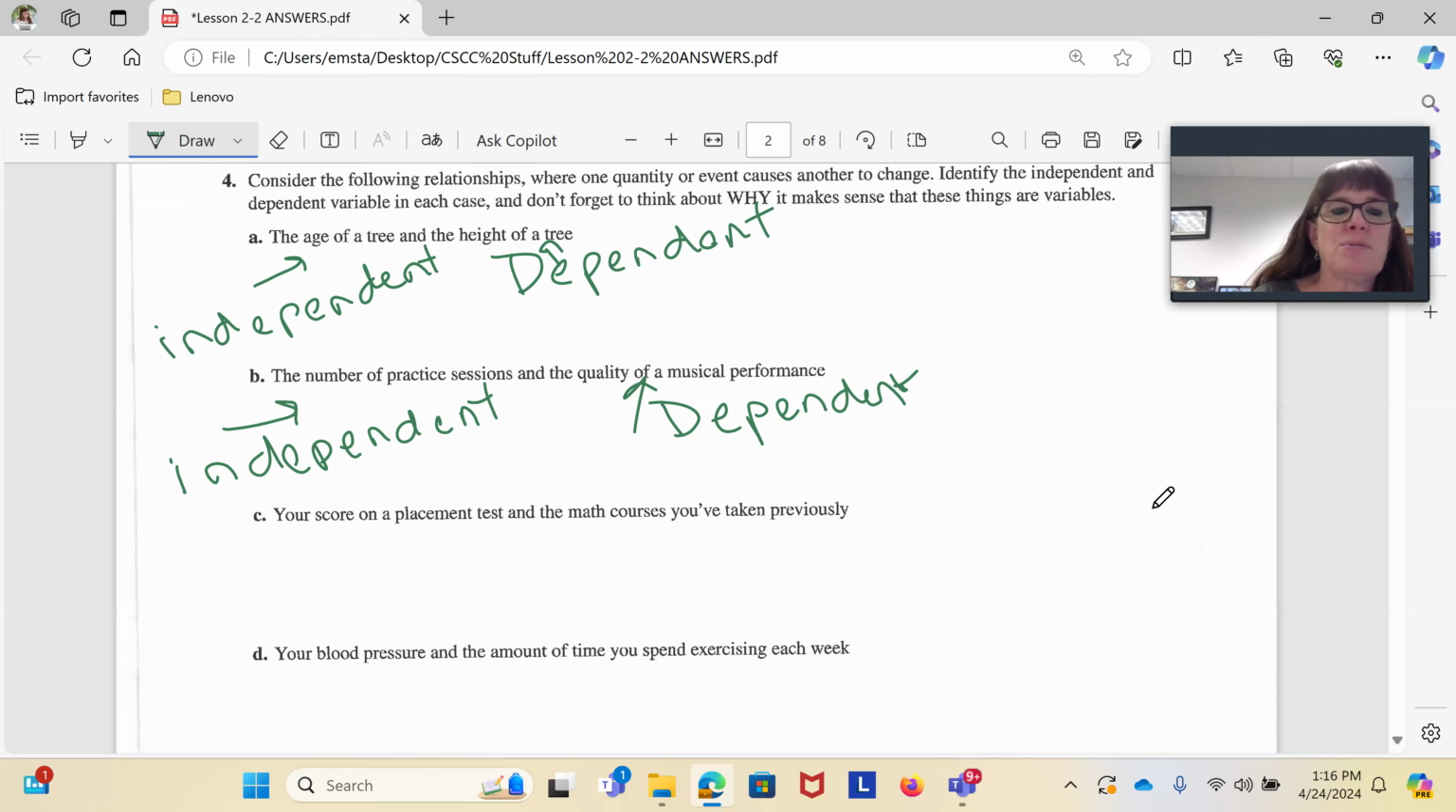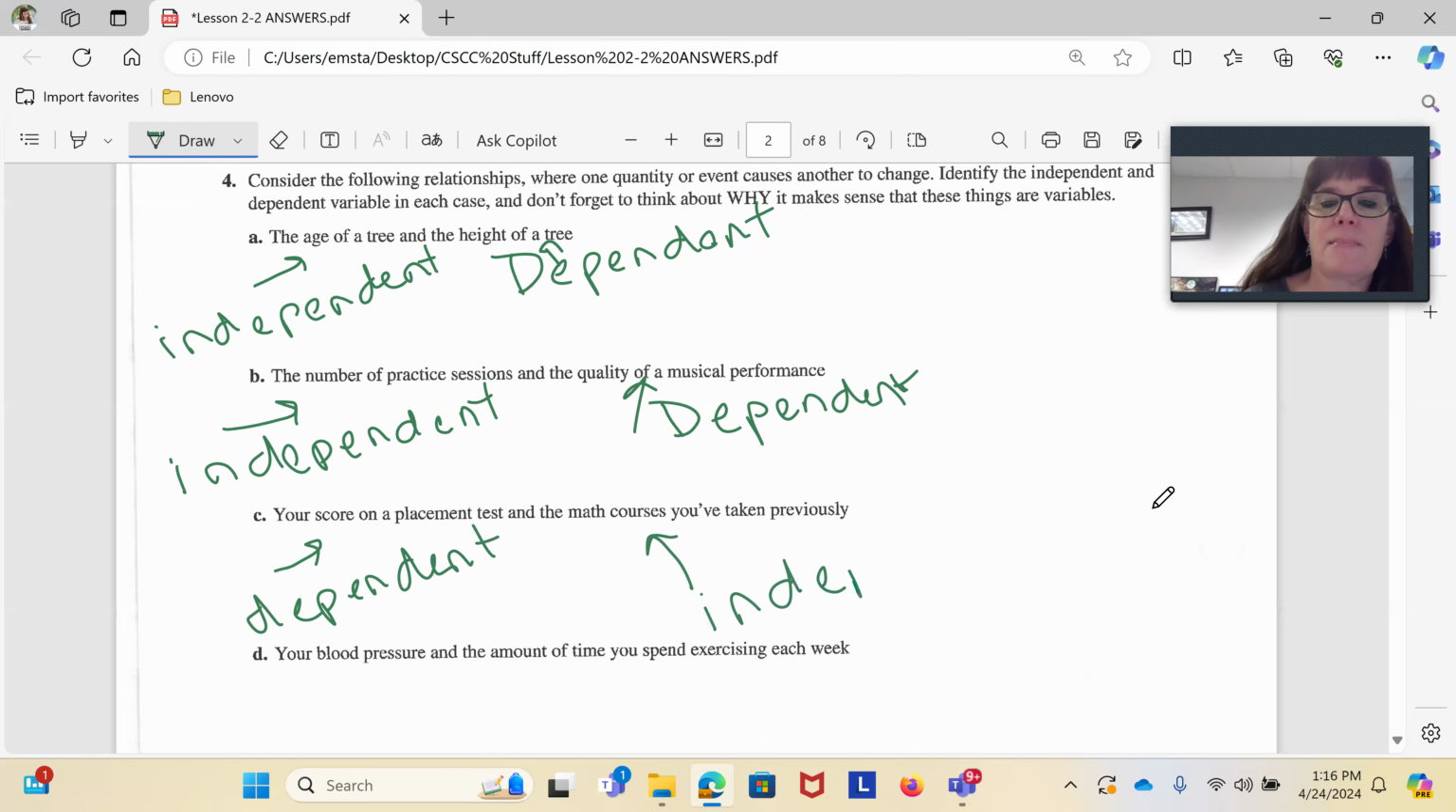So my score on the placement test is the dependent. And the math courses I've taken are the independent. So generally, the more math courses you've taken, the higher your placement test score will be.